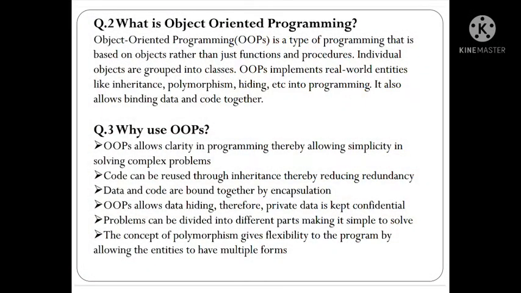Question number 2. What is object oriented programming? Object oriented programming is a type of programming that is based on objects rather than just functions and procedures. Individual objects are grouped into classes. OOP implements real world entities like inheritance, polymorphism, data hiding, etc. into programming. It also allows binding data and code together.